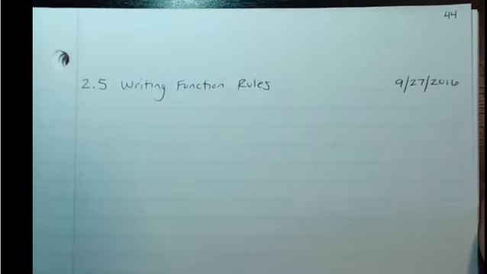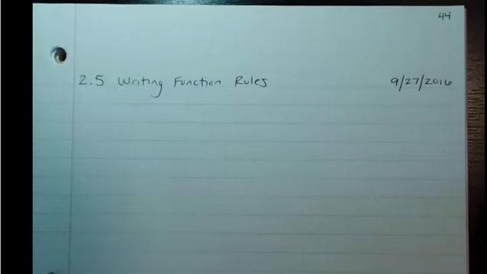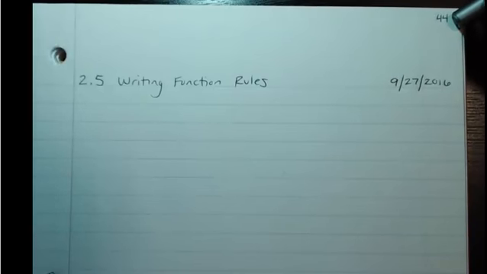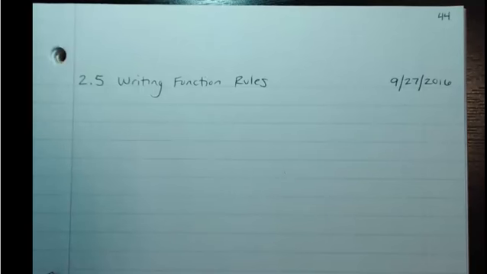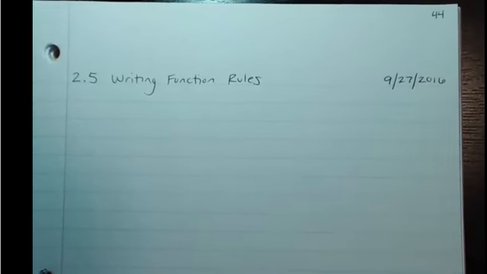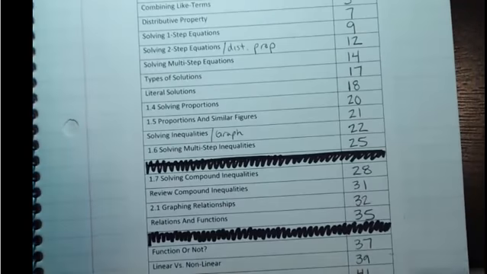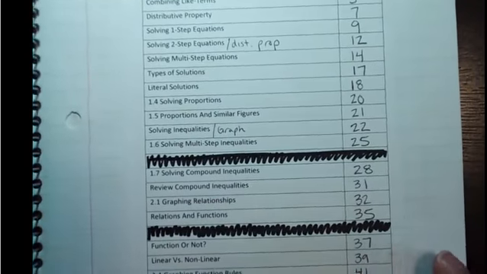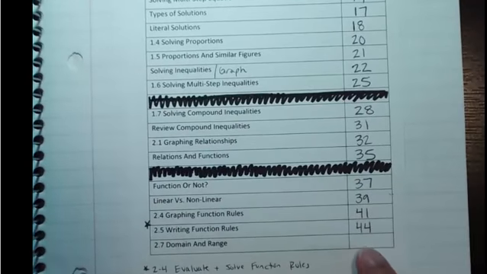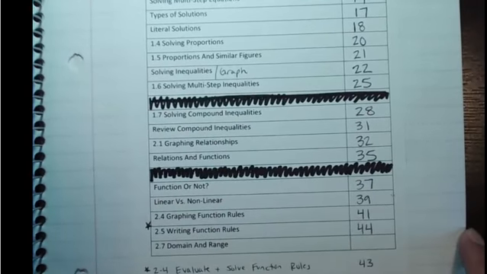And today we are going to be writing function rules. So on the next page in your journal, go ahead and head that to 5, writing function rules. Today is September 27th. And go ahead and head your paper with the page number that's your next page number. In my case it's 44, and go ahead and label your table of contents. So here's 44. So I only have one left down here, which we'll finish up tomorrow.